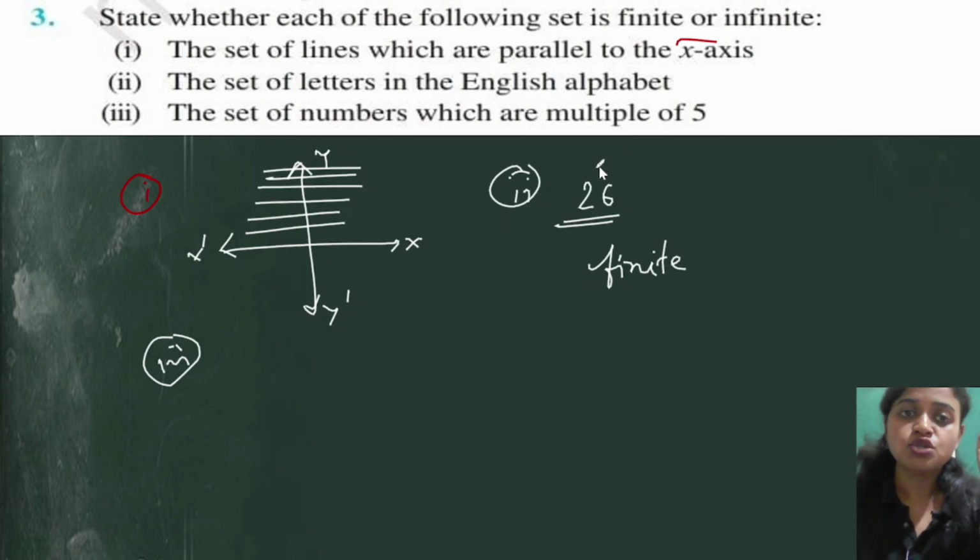Now question number 3 says the set of numbers which are multiples of 5. You know the table of 5: 5 1 is 5, 5 2 is 10, 5 3 is 15. We can multiply any number by 5 and that will be a multiple of 5, so there is no limit here. If any criteria or condition were mentioned, it would be a finite set. But there is no particular criteria, it just says the set of numbers which are multiples of 5. That's why it is an infinite set.